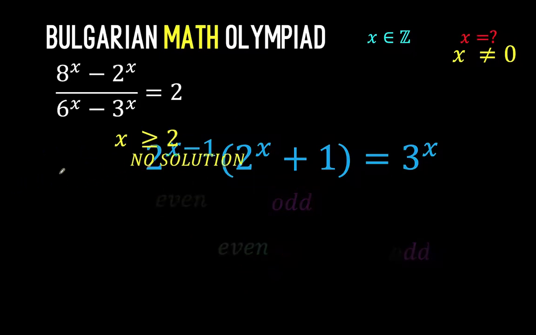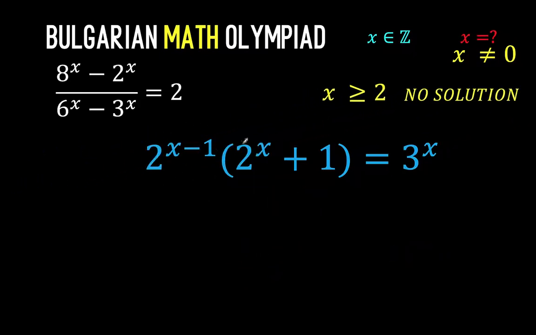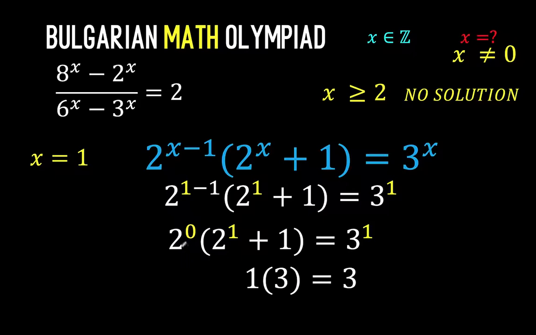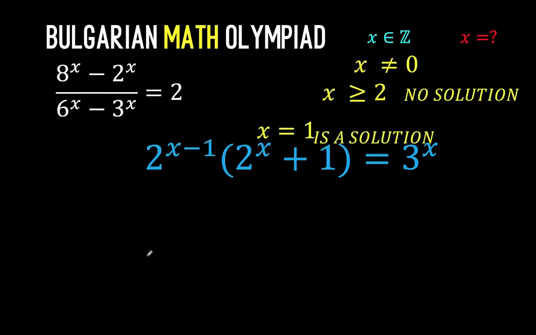So we now remember this result. x cannot be greater than or equal to 2 because there is no solution there. Now let's take a look when x is equal to 1. Substitute 1 for all instances of x, and simplifying, the left side is equal to 1 times 3, which is equal to 3, and the right side is also 3, which is a correct equation. Therefore, x equals 1 is a solution to this equation, and let's remember that result as well.